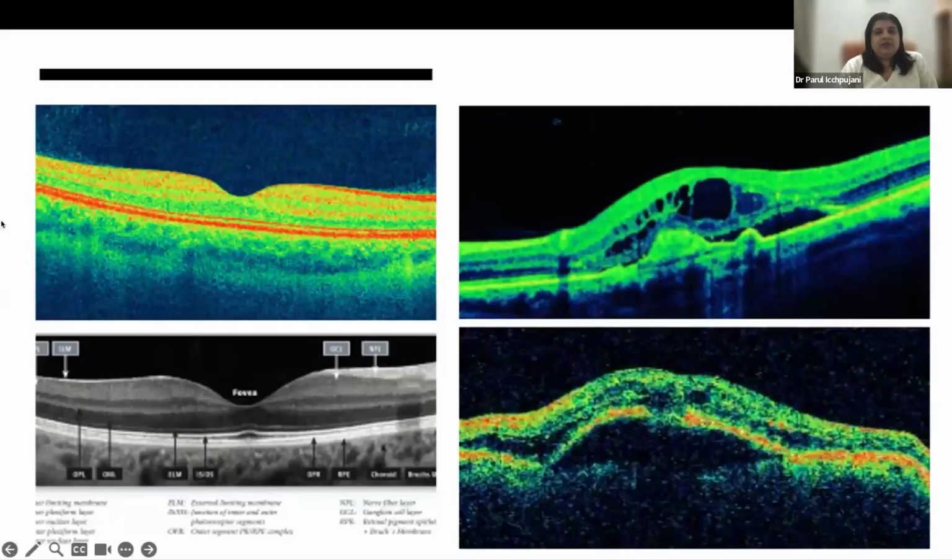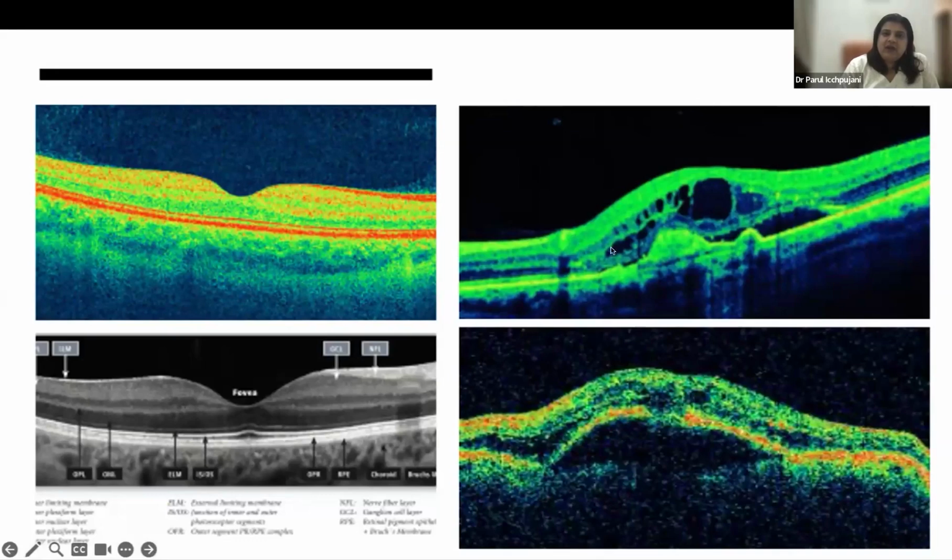Here are some of the images. This is how a normal retinal layer would look. This is the choroid, and this is the retina. These are the different layers which have been marked. This is a very typical cystic appearance in the foveal area. This is called a foveal dip.